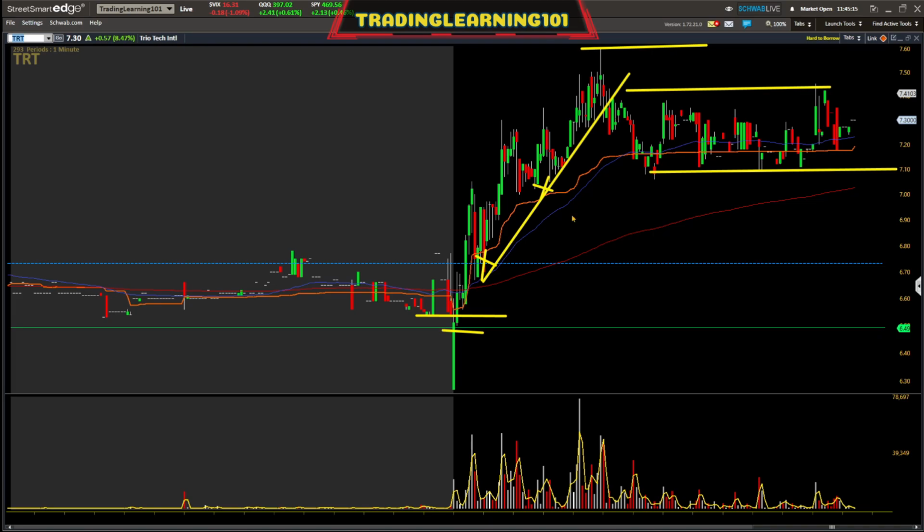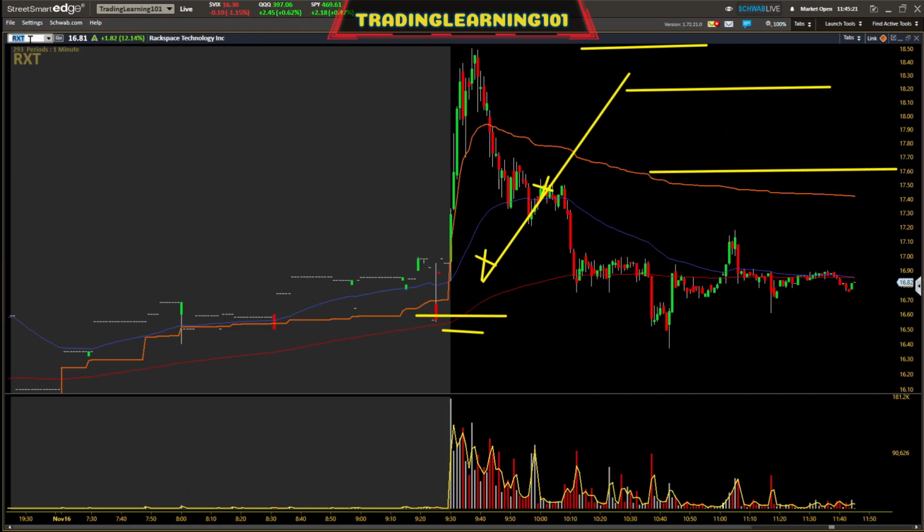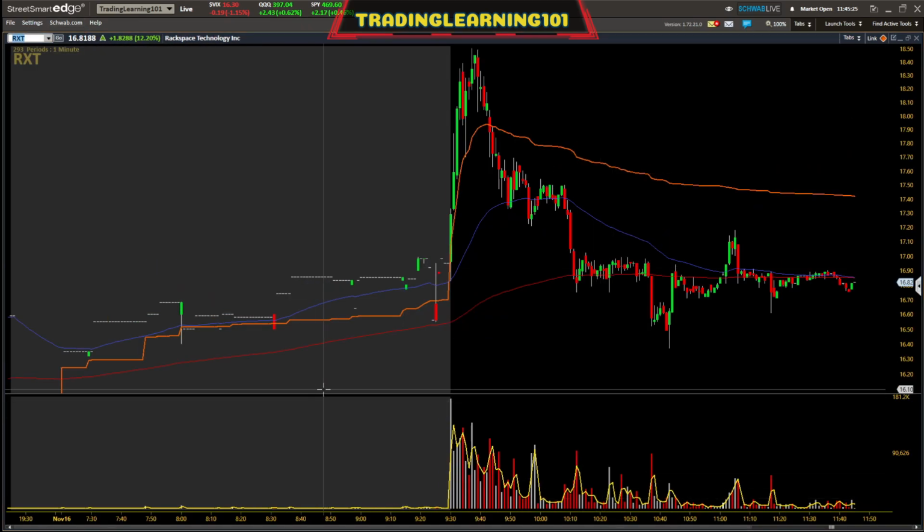So let's look at another example. Let's look at RXT. That had a good example on it. So RXT here, can you identify the area where it broke away from? It broke away from about right here, from this consolidation phase, from this little wedge that it formed right here.